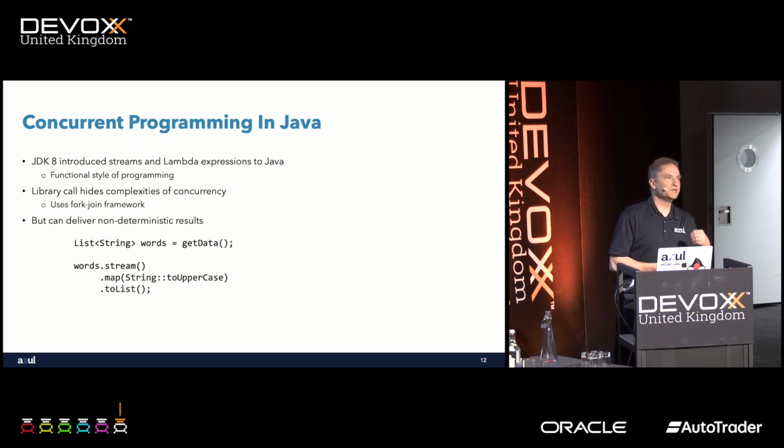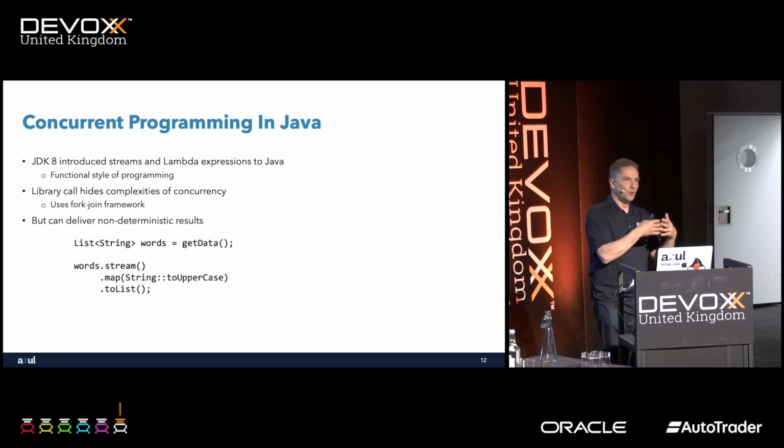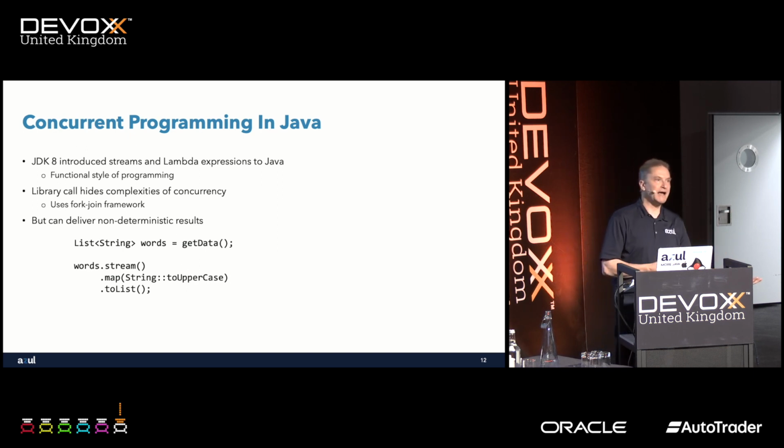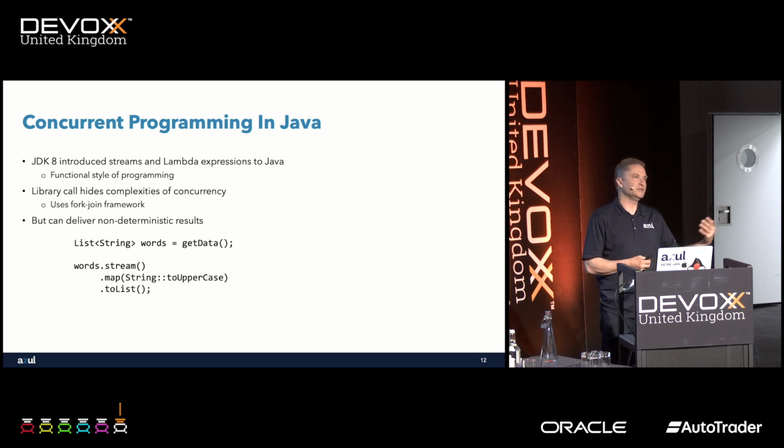Again, the idea was that the library would hide a lot of the complexity from the developer, so you don't have to think about it. What was actually being used underneath was the fork join framework. And what we could do is have something like this. We've got a list of words which we get from somewhere, and then we can create a stream of those words, pass it into an intermediate operation, in this case map. We'll map it to uppercase words, and then we'll collect it into a new list as a collection.